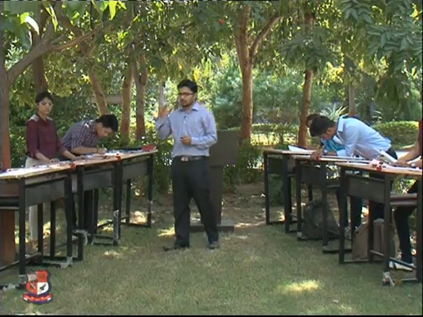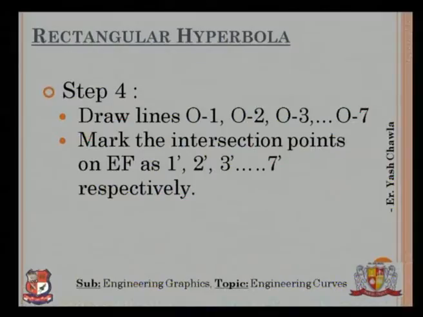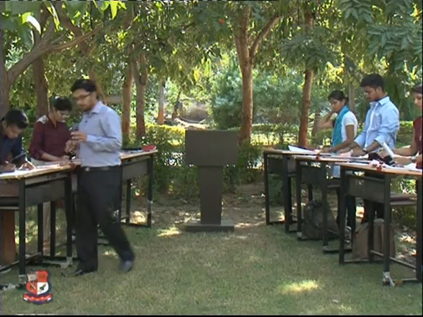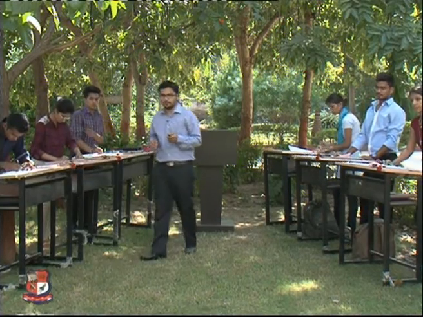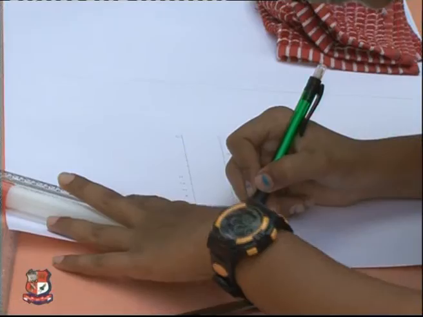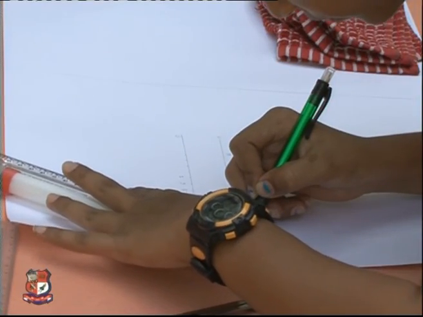Next, draw lines O1, O2, O3, O4, O5, and mark the intersection points as E, F, 1 dash, 2 dash. Yes, good. The animation is going on for the viewers on the screen.